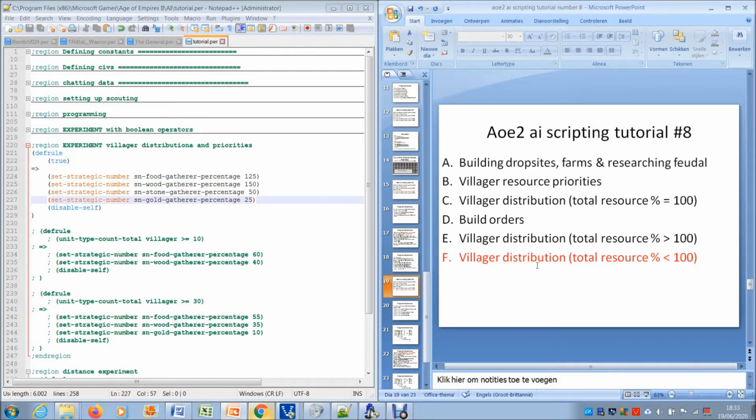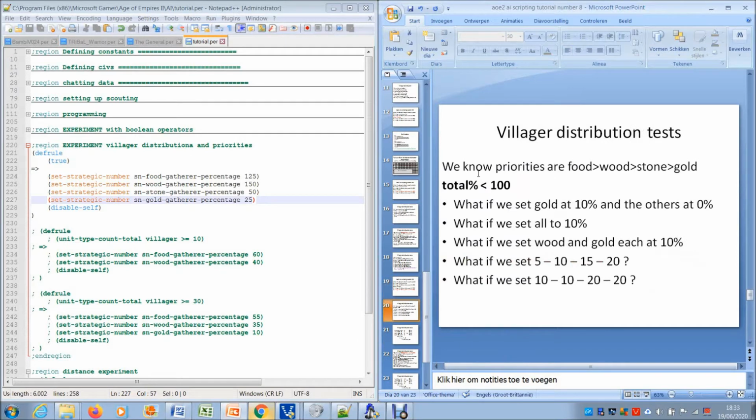We'll have a look at villager distribution when the total resource percentage is smaller than 100. This was actually quite interesting and unpredictable. We know the priorities are food, wood, stone and gold. We will start with setting gold at 10 and all the others at 0. What will it do?